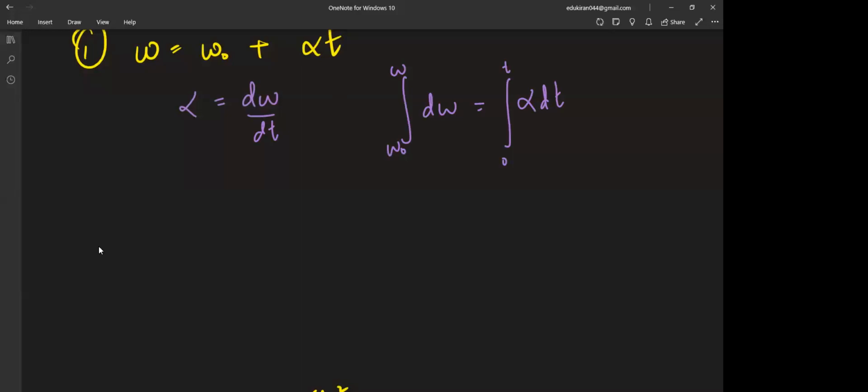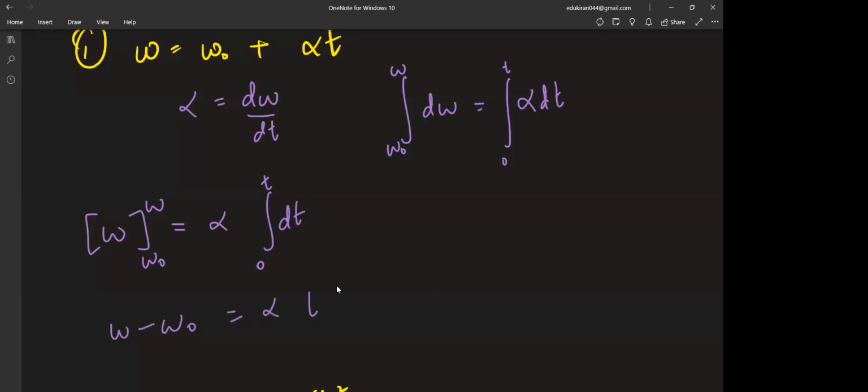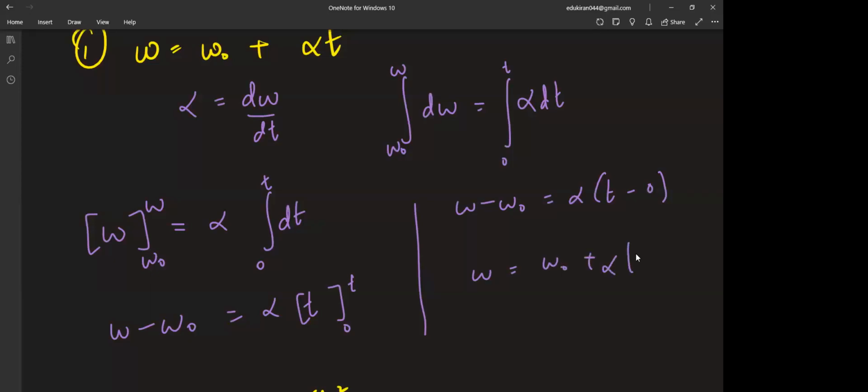Now, let's integrate this. So this becomes omega, values from omega naught to omega, equals alpha integration dt from 0 to t. So this becomes omega minus omega naught is equal to alpha t from 0 to t, which is alpha t minus 0. So we have the equation omega is equal to omega naught plus alpha t. Same derivation as v is equal to u plus at for your linear ones also.